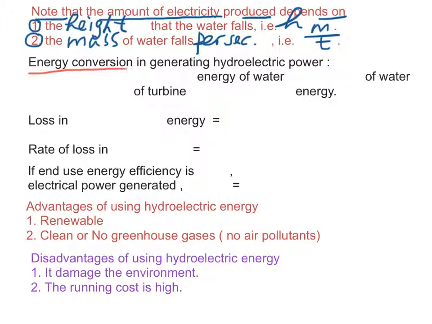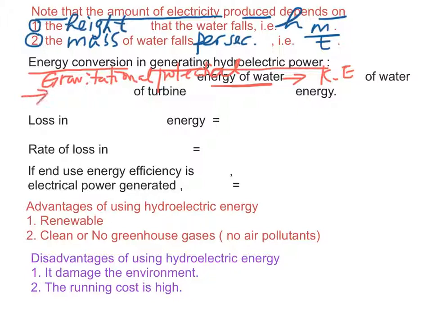The energy conversion process in generating hydroelectric power is from gravitational potential energy of the water changed to kinetic energy of the water and changed to kinetic energy of the turbine, finally converted to electrical energy by using the generator.